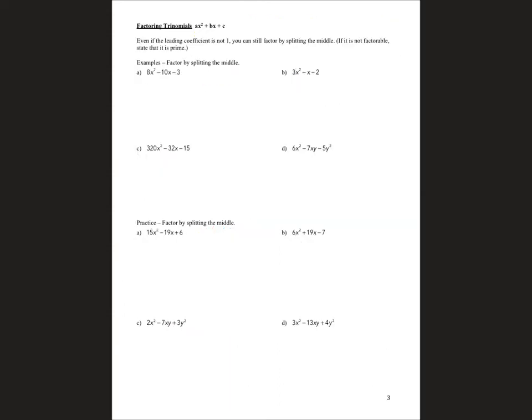Now, let's go ahead and look at quadratic trinomials. We're still going to split the middle, but now we're going to look at what happens if the leading coefficient, that A, is not equal to 1. So it's the same process. If you want to go ahead and try these, you can. Pause the video and check as you go. Remember, if it's not factorable, it is prime. Unfactorable polynomials are prime. So I'm going to go ahead and work them out.